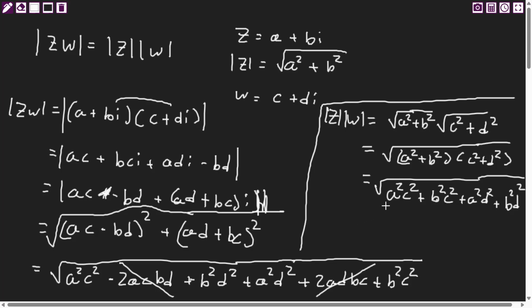which is the same thing as what we have here: a squared c squared, b squared d squared, a squared d squared, and b squared c squared. And so that is that.